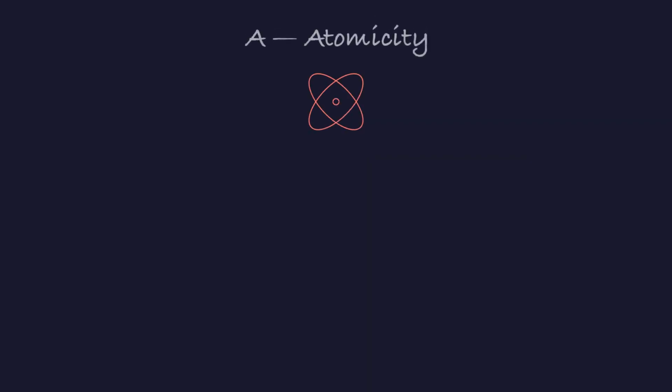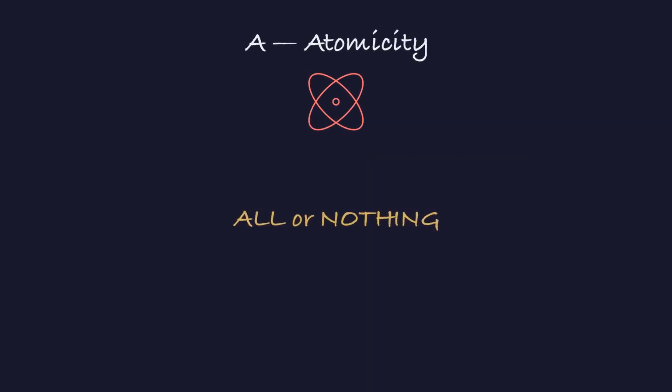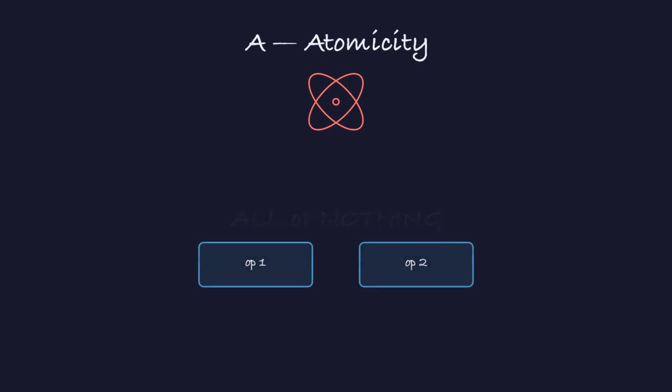A, atomicity. The word atom means indivisible, and that's the idea. A transaction is all or nothing. Every operation inside it either fully completes or none of them do. There is no in-between. The database keeps a log of every change it's about to make.